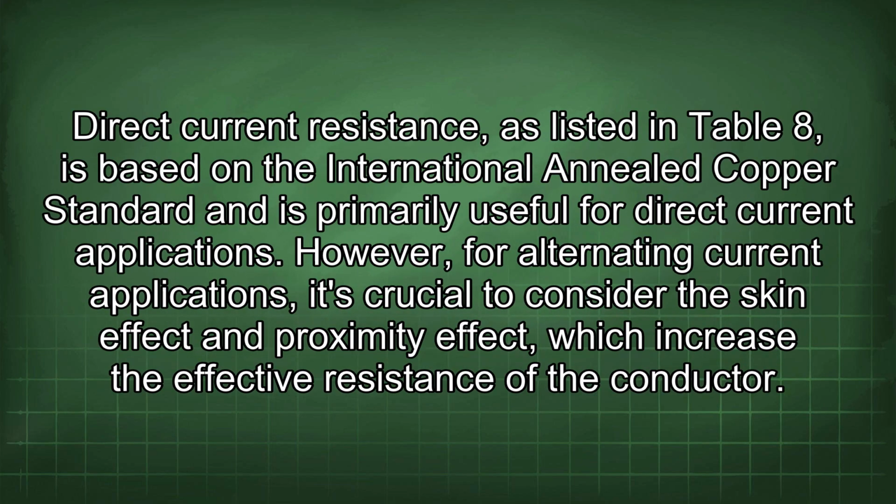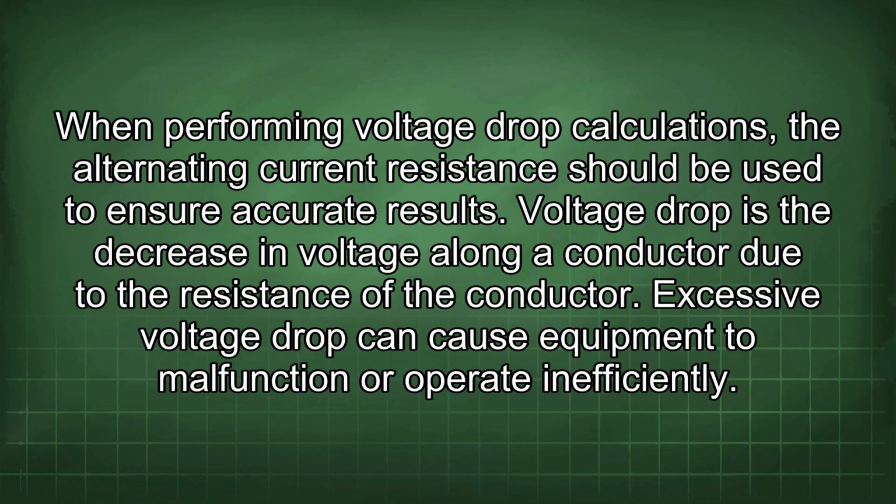Direct current resistance, as listed in Table 8, is based on the International Annealed Copper Standard and is primarily useful for direct current applications. However, for alternating current applications, it's crucial to consider the skin effect and proximity effect, which increase the effective resistance of the conductor. When performing voltage drop calculations, the alternating current resistance should be used to ensure accurate results.